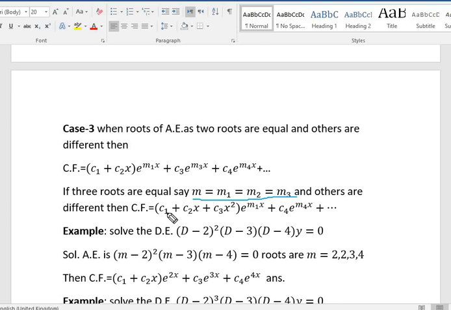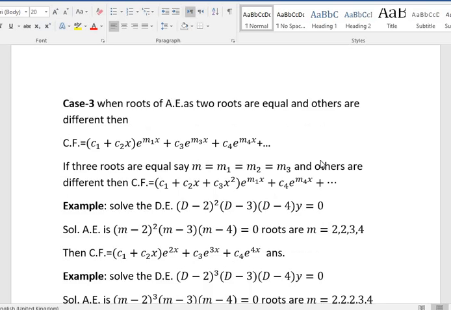So c1 plus c2x plus c3 x power 2 times e power m1x, where m1, m2, m3 are all equal, so no worry about that one. Plus the other roots, which are different: c4 e power m4x, because I have already used c3, and so on. What is the meaning of this? I am going to explain it by taking an example.